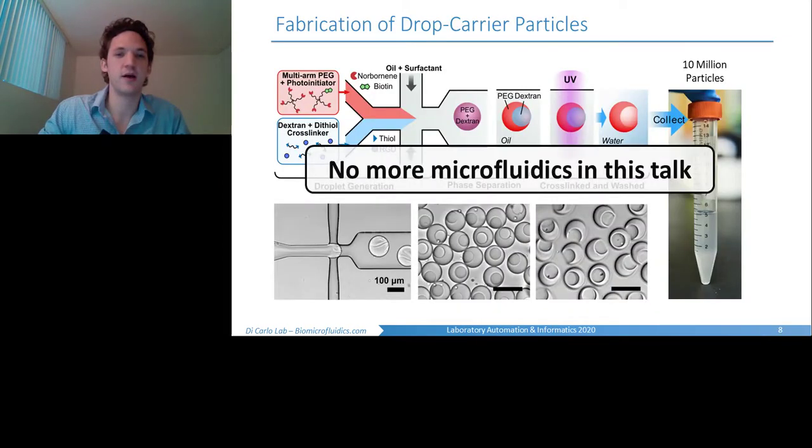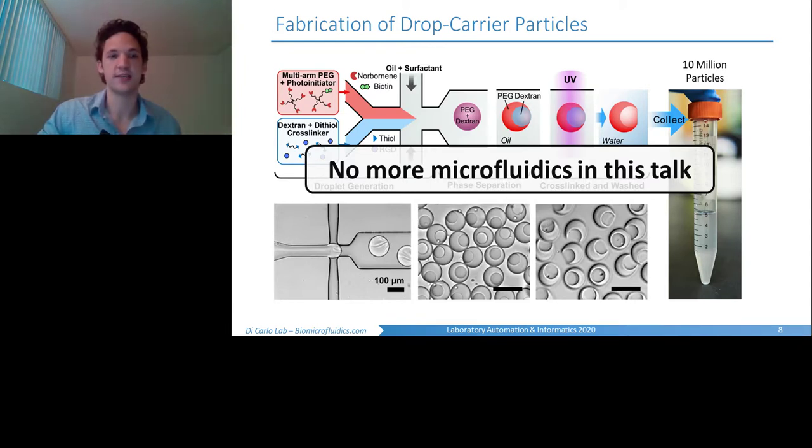So although I argue that we don't want to have to use special equipment or, say, microfluidics in the end assay, perhaps we can utilize it up front in order to fabricate materials that can then be distributed to other people. And so that's exactly what we did. So we used a microfluidic droplet generator.